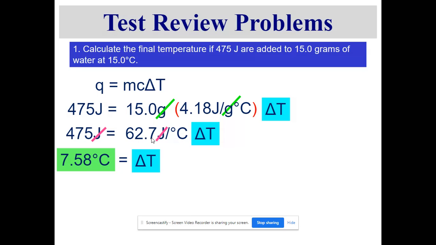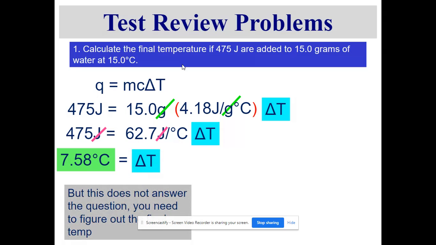Now that's the temperature change, not the final temperature. So to figure out the final temperature, you can do it logically, or you can just use the delta T formula. I recommend using the delta T formula, so you never really get screwed up. Delta T is T final, which is final temperature, minus Ti, which is initial temperature.